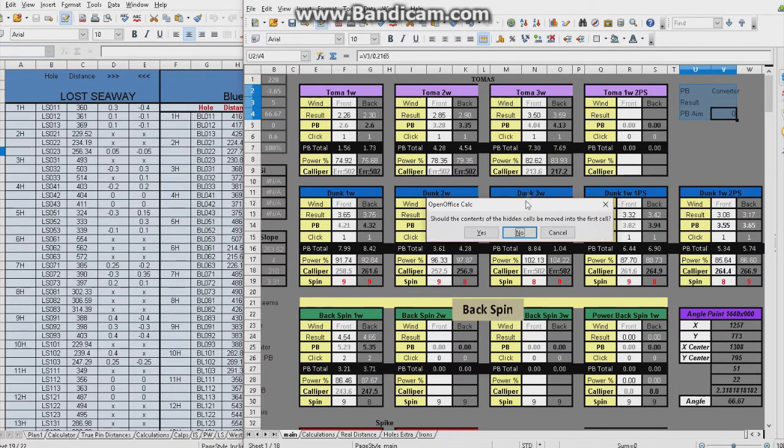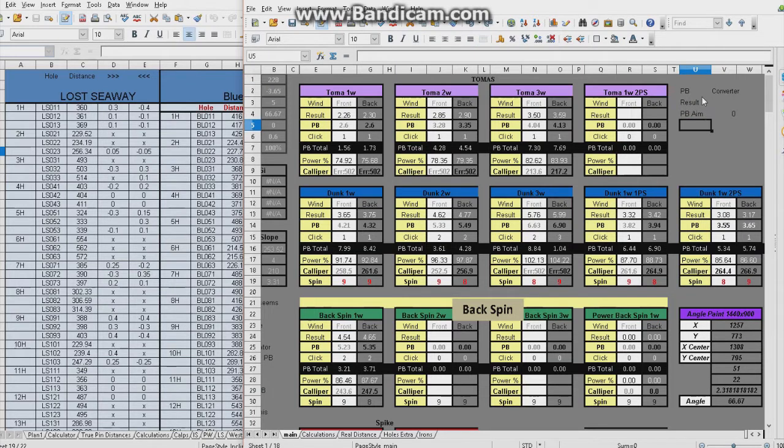I'm going to merge these cells. No. Oh, I guess that doesn't work for what I need it to. Oh, I know what I did wrong. It's going to create borders.